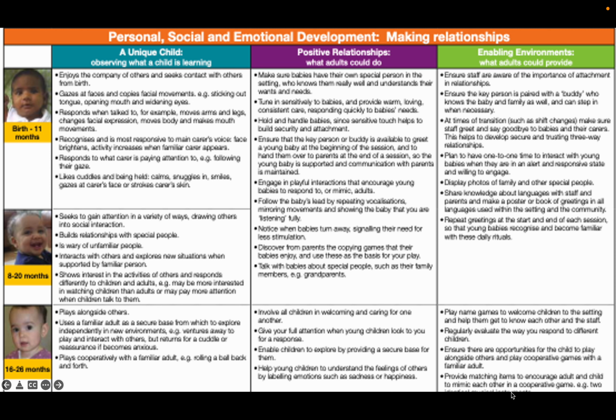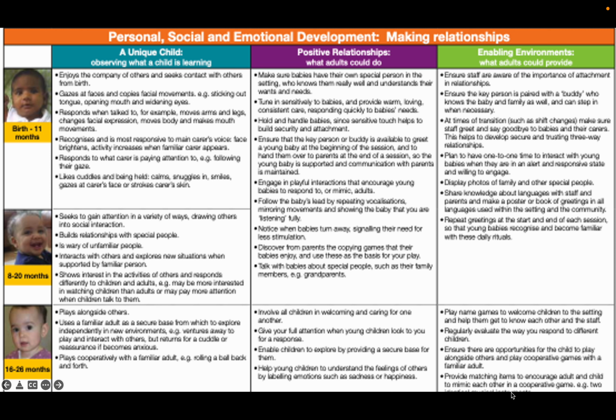So it's personal, social and emotional development, and you see at the top it says making relationships, and that is aspect number 1. And then down the left hand side of the screen you can see that we have the different ages, and actually this is only the first page, but if you turn through the book it goes all the way up to 60 months.